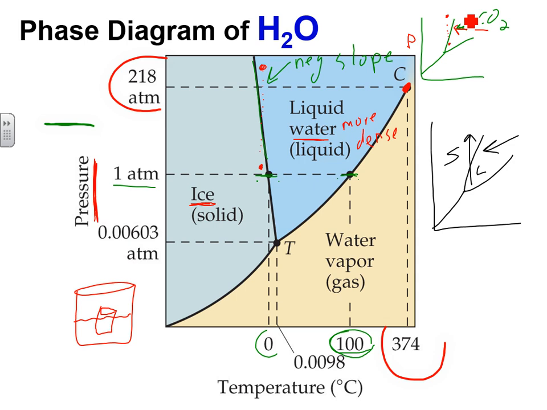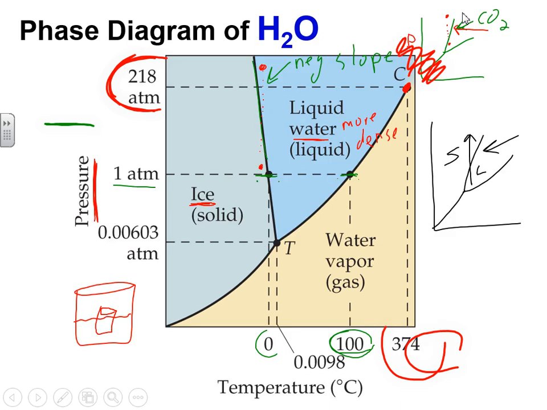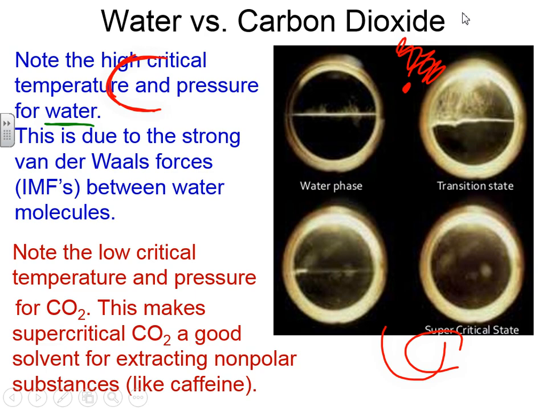That is pretty significant. Remember, above this point, the liquid and the gas coexist. If you look at the same temperature and pressure for CO2, that happens at 73 atm, still high, but nothing like water. And the temperature is just slightly above room temperature. So water has a much higher critical point temperature and pressure as compared to CO2. And this is significant because water has much stronger intermolecular forces between its molecules.